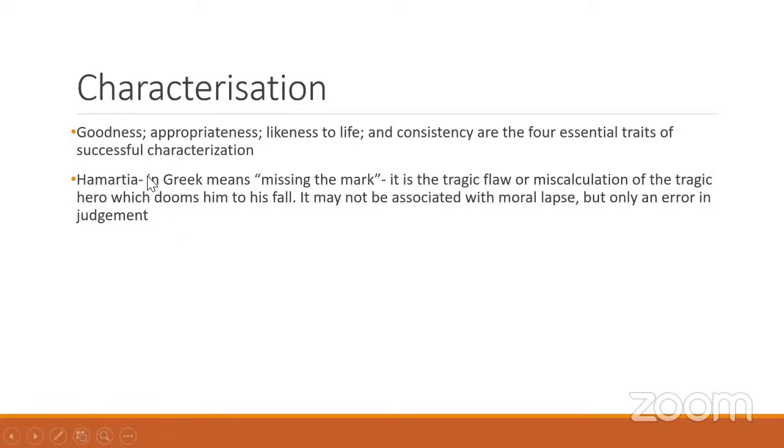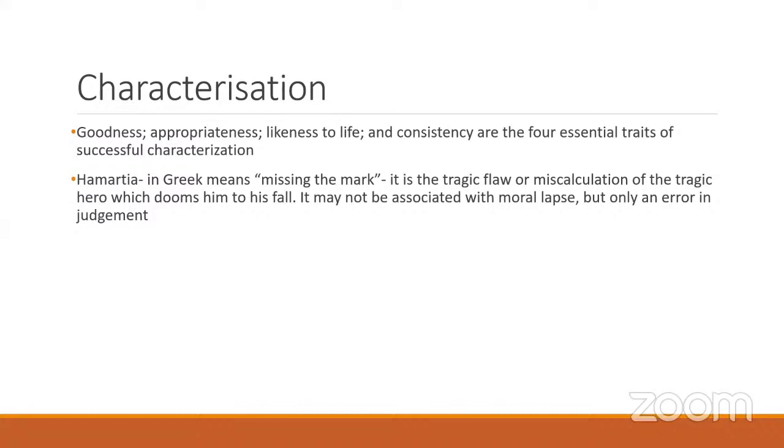I already talked about hamartia. Hamartia, in Greek, means missing the mark. It is the tragic flaw or the miscalculation of the tragic hero which dooms him to his fall. So there is a tragic flaw in the character of the hero, and because of this tragic flaw, the character is doomed, or has a downfall. That is called hamartia. It may not be associated with a moral lapse. It can be an error in judgment also.